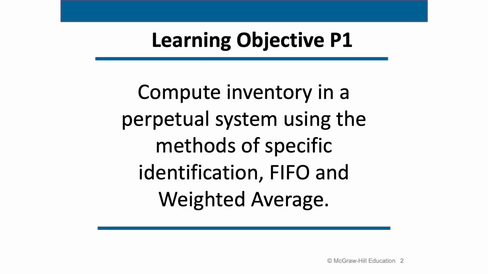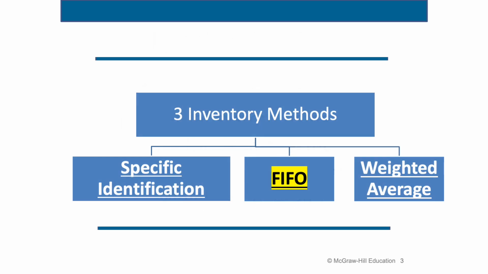The first learning objective of this chapter is to compute inventory in a perpetual system using the method of specific identification, FIFO, and weighted average. As I mentioned earlier, we have three inventory system methods. We have specific identification that I already covered in Chapter 6, Part 1, and we have FIFO, and we have weighted average. In this video, we're going to focus only on FIFO, which means first in, first out.